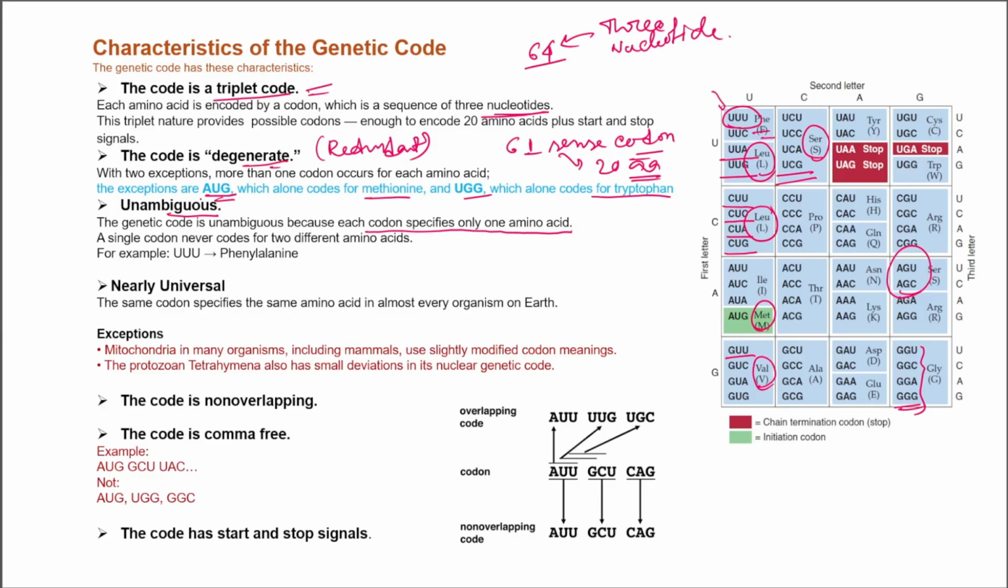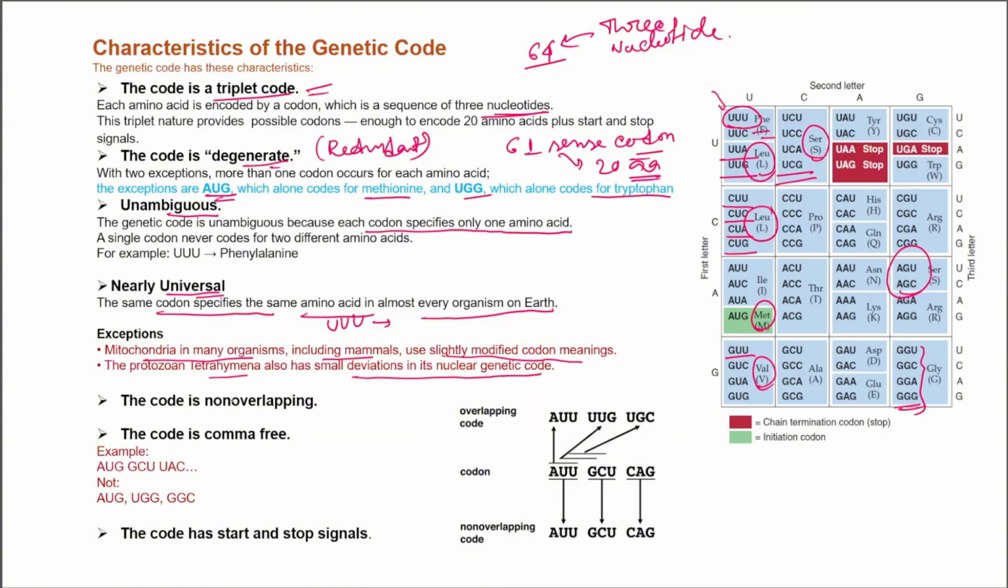So that's the unambiguous property. Next is that the code is nearly universal. That means the same codon specifies the same amino acid in almost every organism on earth. A codon like UUU encodes phenylalanine whether in bacteria or a human. There are some exceptions: in mitochondria of many organisms, including mammals, slightly modified codons are used, and the protozoan Tetrahymena also has small deviations in its nuclear genetic code.